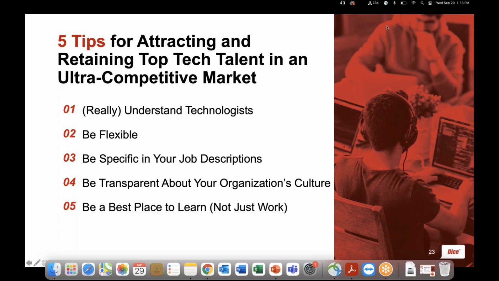And finally, being a best place to learn, not just to work. Considering technologists indicated keeping skills up to date as a top career concern in our sentiment surveys, showcasing your organization as a place to learn, in addition to being a place they work, has the potential to interest technologists more than any other benefits.